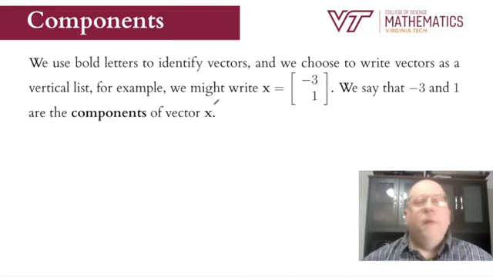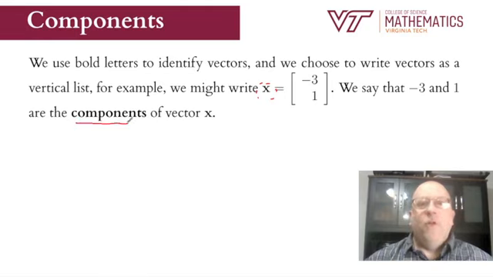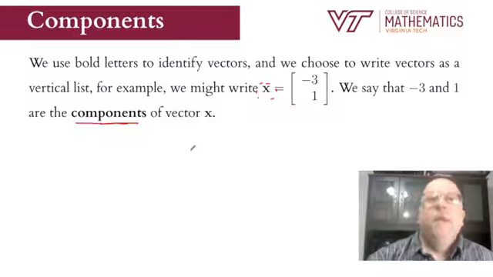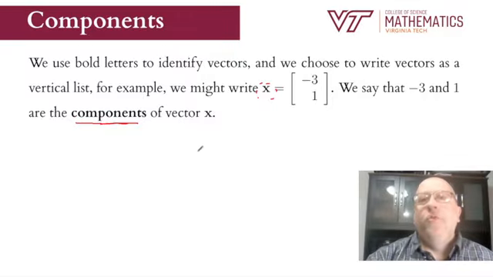This is a convention we use in our book. We're going to use bold letters to indicate a vector when we write them in print, and we will write vectors as a vertical list instead of a horizontal list. Some books do this differently, but this is the order that our book is going to do this. We say that -3 and 1 are the components of the vector. And so a vector in R2 is another way of saying that a vector has two components.